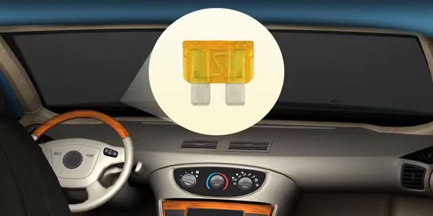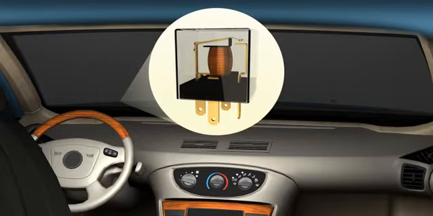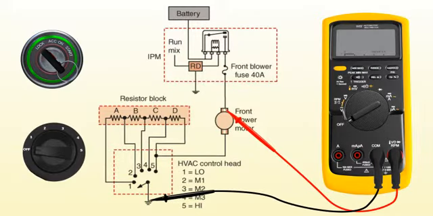The circuit protection device, fuse, is located in the underhood fuse box or in the fuse box located next to the steering column. When the amperage in the circuit exceeds the limit of the fuse, the element in the fuse will burn open, stopping all current in the circuit. The AC circuit relay is located under the hood of the vehicle in the fuse box. When energized, the relay passes power to the blower motor. The relay receives power when the key is turned on and the AC control head is set to any position but off.